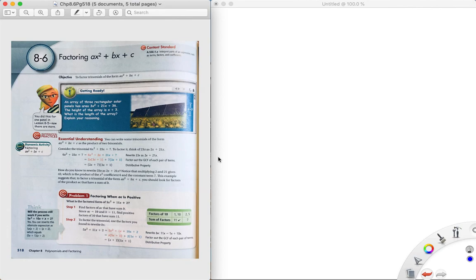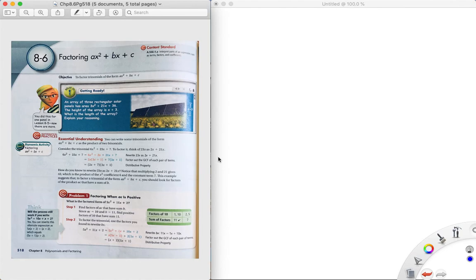Okay, so this is Algebra 1, Semester 2, Section 8.6 only. This is more factoring of trinomials, but with a number in front of the coefficient a. So the ax squared plus bx plus c. We factored where the a was 1. Now we're going to factor where the a is going to be more than 1.